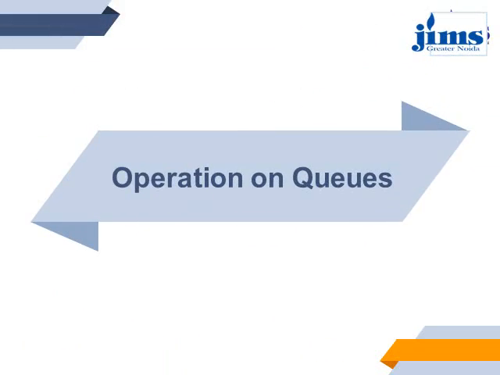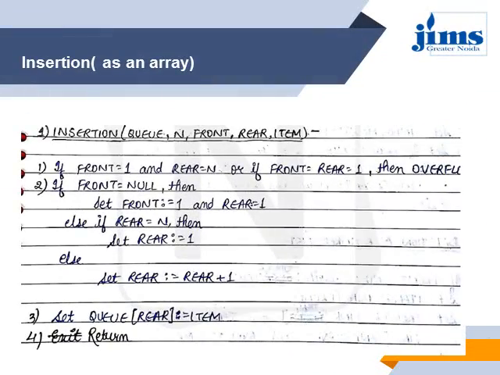Now the insertion operation can be performed on the queue. If I want to insert a value in a queue, if the front is equal to 1 and the rear is equal to n, which is the maximum size of the array, or if the front is equal to rear plus 1, then I will say overflow condition has occurred.